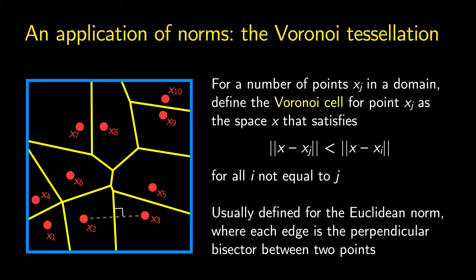And here, we're making use of the Euclidean norm, which is a typical way that Voronoi cells are defined. And if we look at any edge in our Voronoi tessellation, then it will be the perpendicular bisector between two neighboring points.